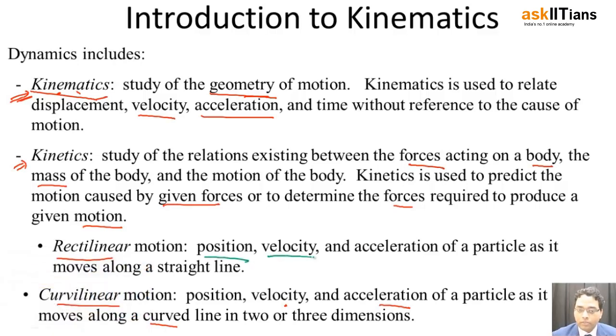There is going to be position, velocity and acceleration of the particle as it moves along a straight line. In curvilinear motion, it is moving in 2 or 3 dimensions, mind you, not along a straight line. So at any instant of time, there are going to be two components of the vector values present. For example, the position can have 2 components, the velocity will have 2 components, acceleration will have 2 components, and so on. That is how curvilinear motion actually works.